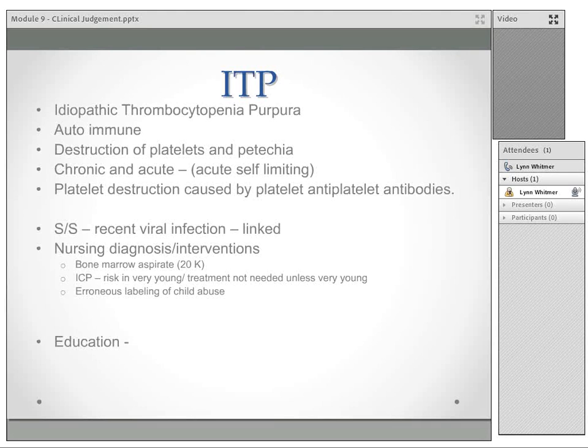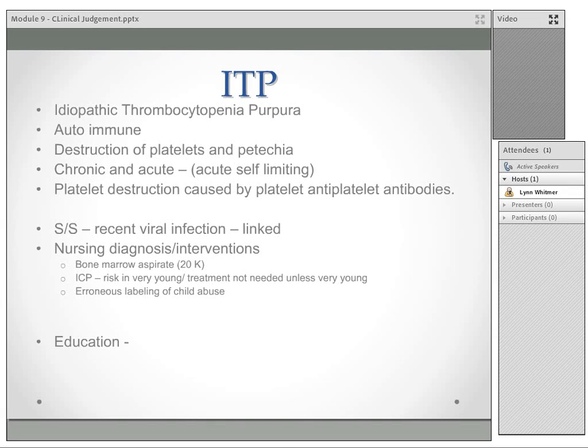So we're going to do a bone marrow aspirate, what we used to call bone marrow biopsies. It's now called a bone marrow aspirate. In providing treatment, we want to be very careful of the very young because it can cause ICP if we're giving fluids back too quickly.